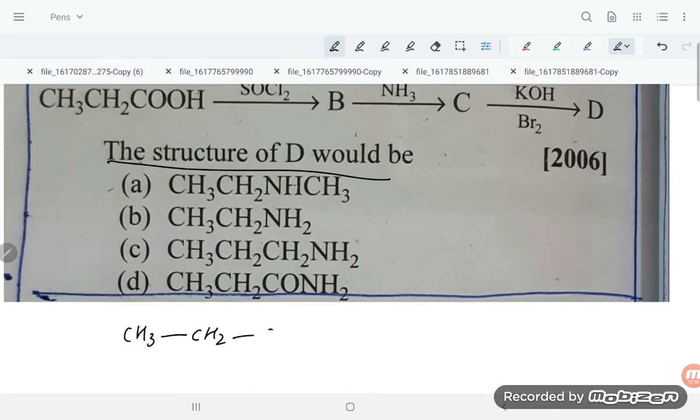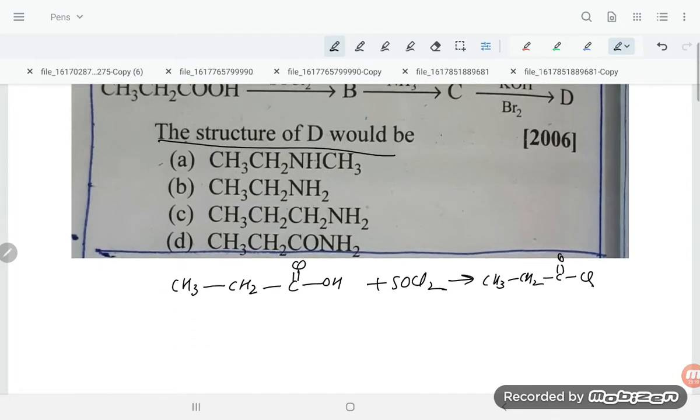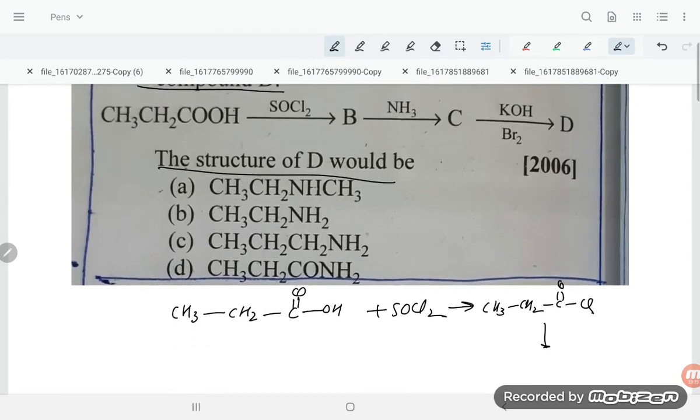CH3, CH2, C double bond O and OH is there. If you treat this with SOCl2, what compound are you going to get, student? This is CH3, CH2, and here is CO and Cl, an acid chloride. This acid chloride is being treated with what, student?